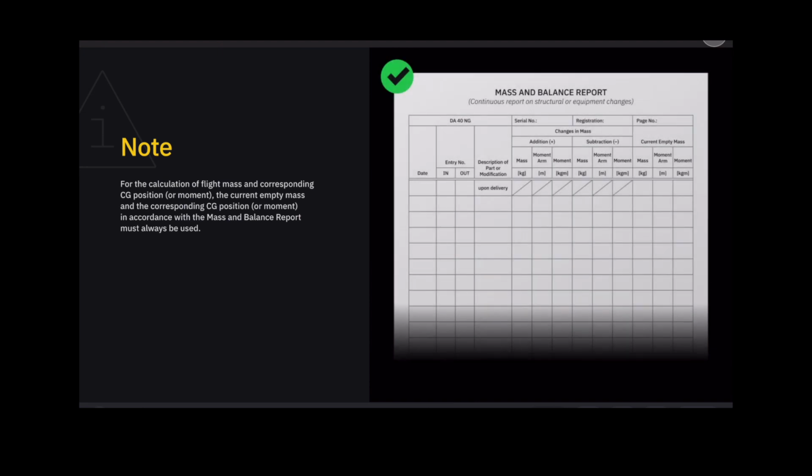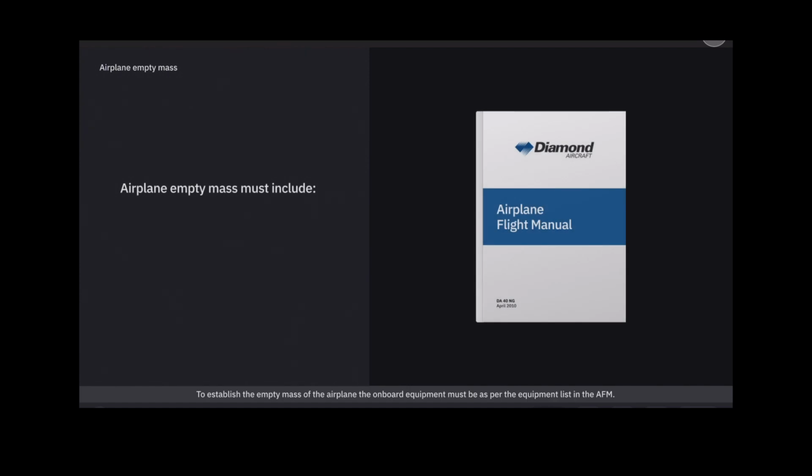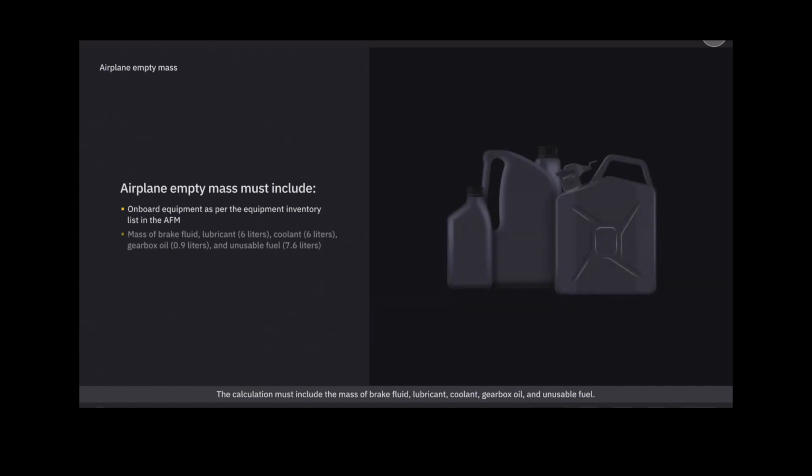Note: for the calculation of flight mass and corresponding CG position, the current empty mass and the corresponding CG position, in accordance with the mass and balance report, must always be used. To establish the empty mass of the airplane, the onboard equipment must be as per the equipment list in the AFM. The calculation must include the mass of brake fluid, lubricant, coolant, gearbox oil, and unusable fuel.